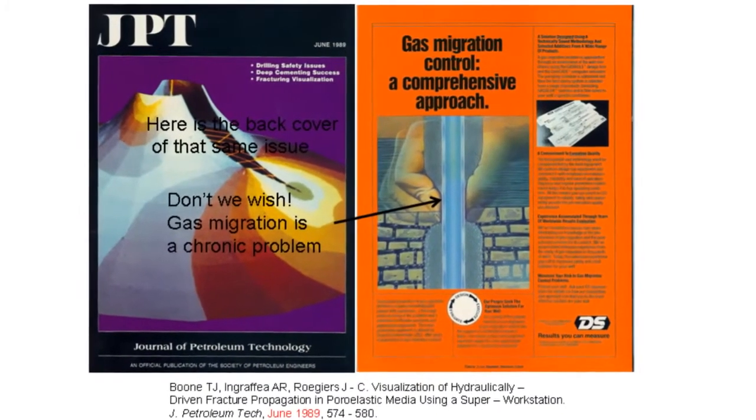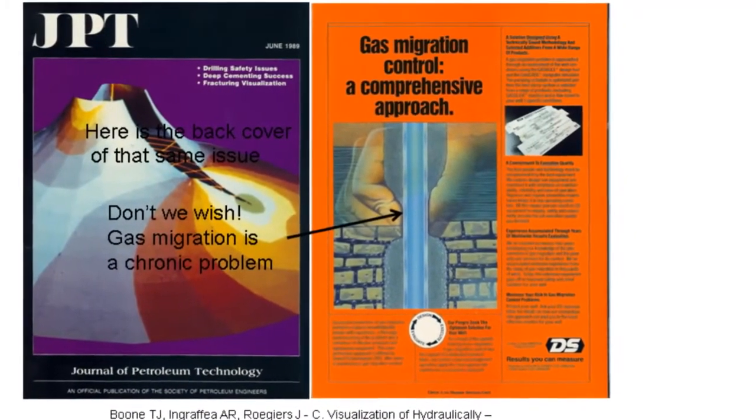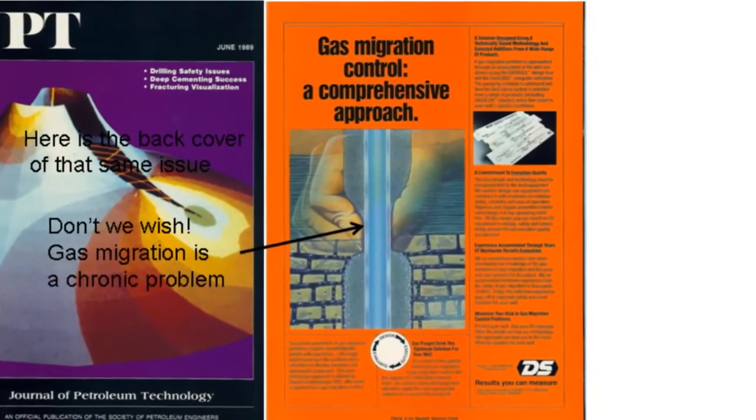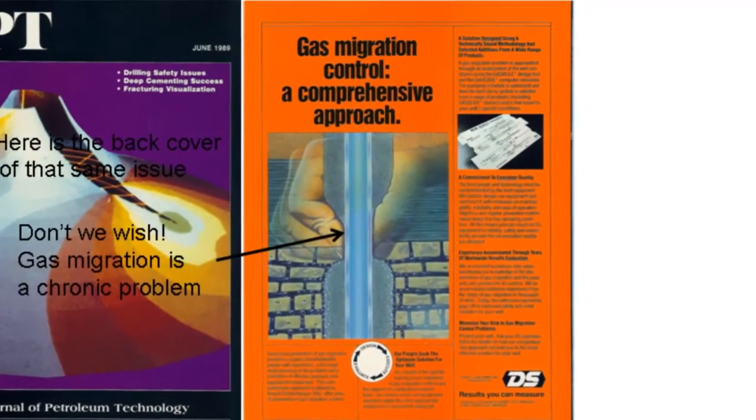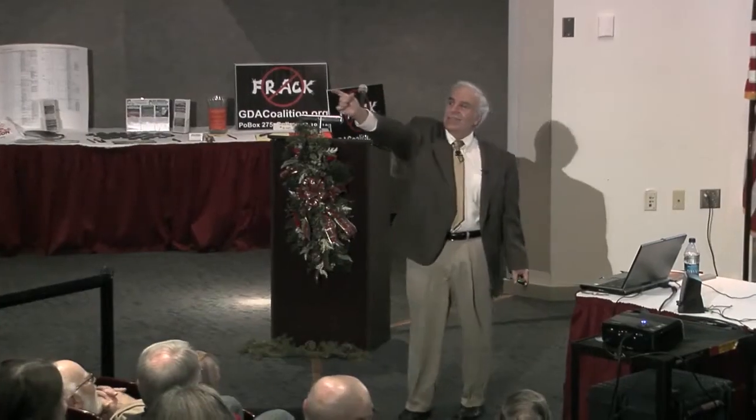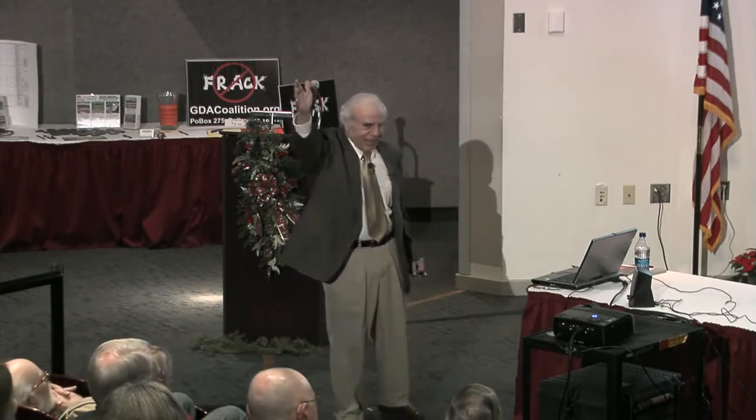Gas migration control, a comprehensive approach. Here's your casing, here's your cement. If you got migration through the cement or along the cement bond line, you call Schlumberger, and they bring out the golden fingers. And they squeeze that cement shut so that the migration is cut off. How's that for humor? Pretty sick, huh?